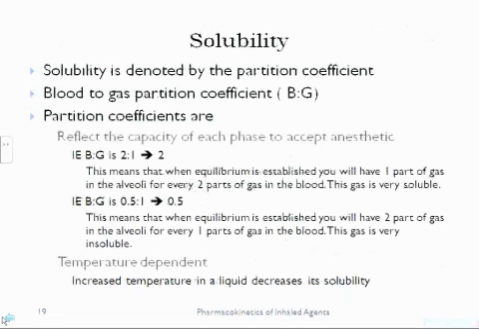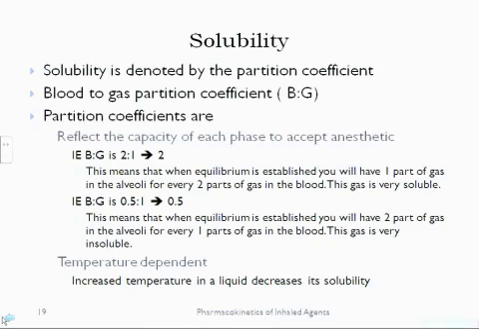Okay? Solubility is denoted by the partition coefficient. That's the next concept. You have the blood gas partition coefficient. The partition coefficients reflect the capacity of each phase to accept anesthetic. If I have a blood gas partition coefficient of 2 to 1, then you have a blood gas value of 2. This means that when equilibrium is established, you have 1 part of gas in the alveoli and 2 parts of gas in the blood. This gas is actually very soluble then.